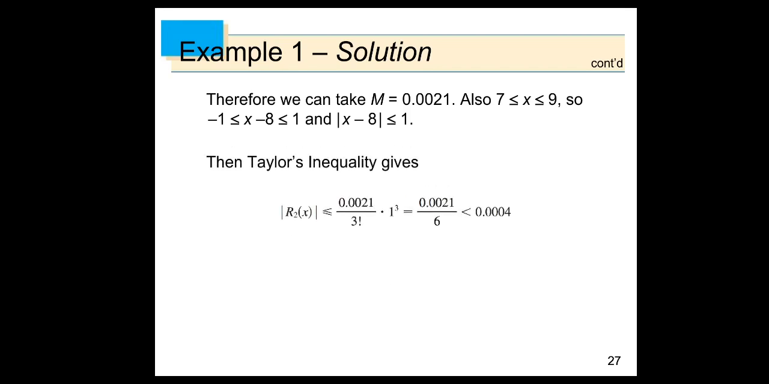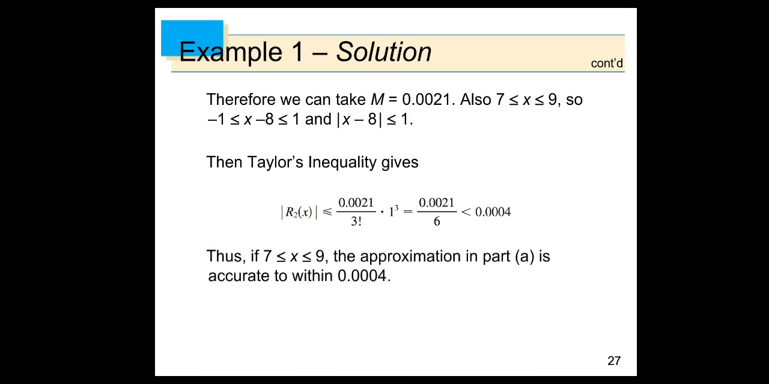This way we plug in the values, and we see that R2(x) is less than 0.0004. We solved the 3 factorial and found the value 0.0004 here. Thus, if x is greater than or equal to 7 and less than or equal to 9, the approximation in part A is accurate to within 0.0004.